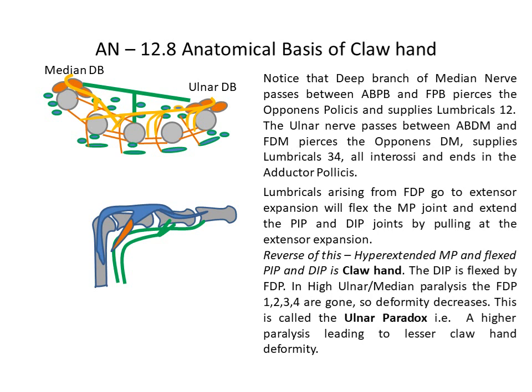The distal interphalangeal joint is flexed by the flexor digitorum profundus tendon. So in high ulnar or median paralysis, the flexor digitorum profundus of the first, second, third and fourth fingers will be gone. And therefore, the flexion of the DIP will disappear and the deformity will be decreased. So this has been labeled as ulnar paradox, because higher paralysis should lead to more deformity, but here a higher paralysis is leading to lesser claw hand deformity.